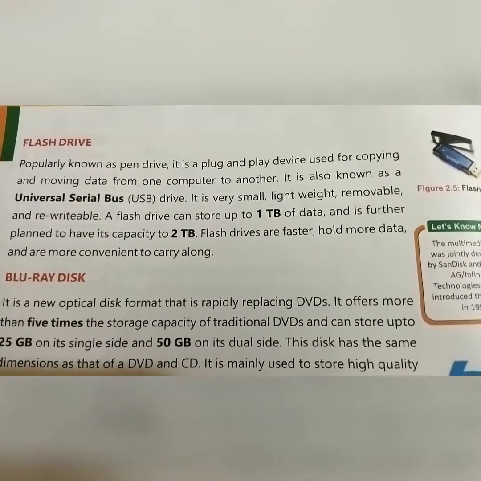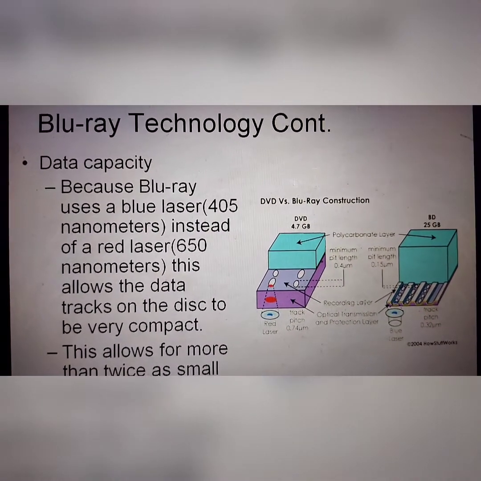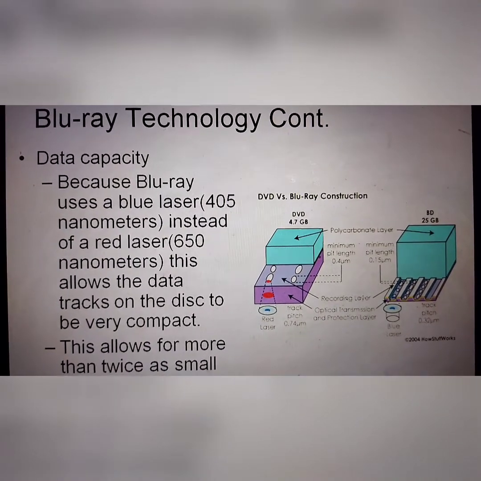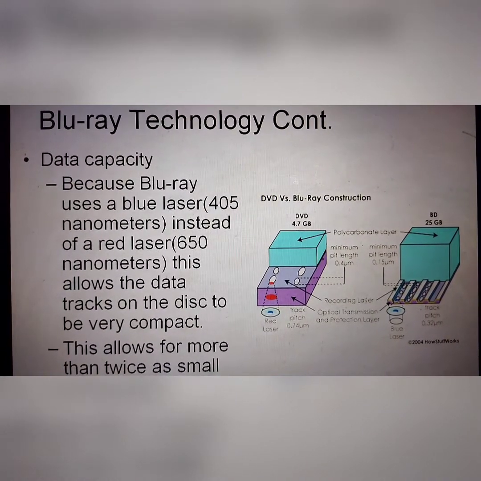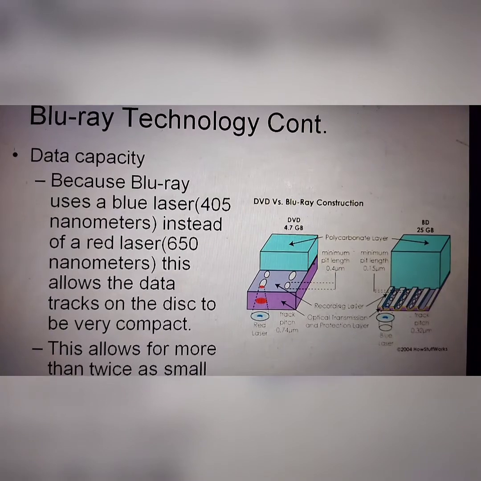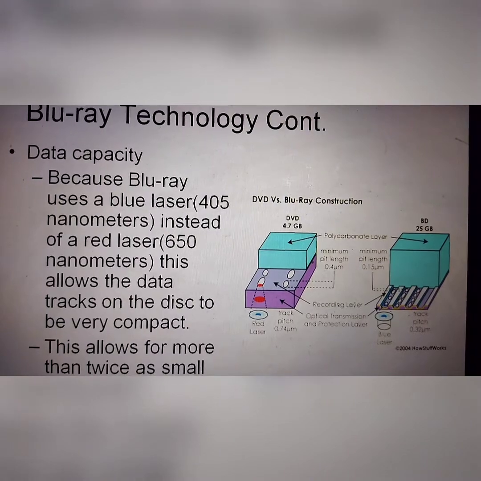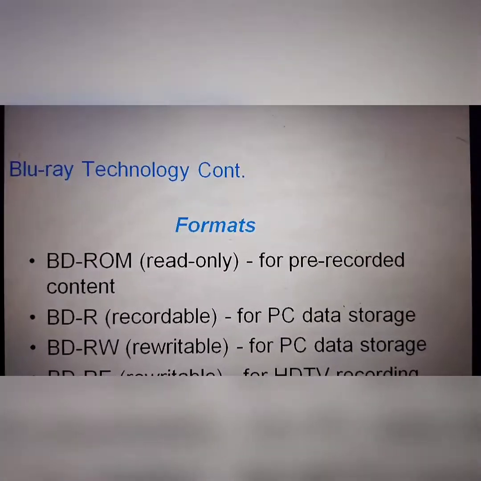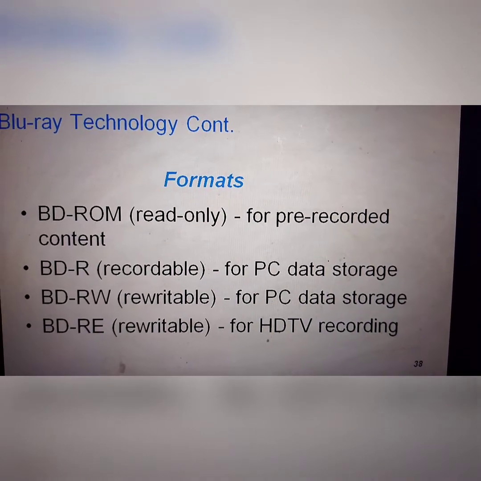Okay, now the next external memory is a Blu-ray disc. It is a new optical disc format that is rapidly replacing DVD. It offers more than 5 times the storage capacity of traditional DVDs and can store up to 25 GB on a single side and 50 GB on a dual side. This disc has the same dimensions as a DVD and a CD. It is mainly used to store high quality sound and video like games and movie data. The disc derives its name Blu-ray from the blue-violet laser that is used to read and write data on this type of disc.